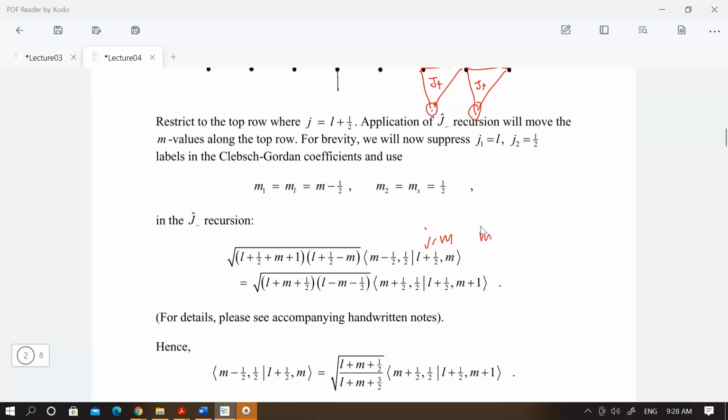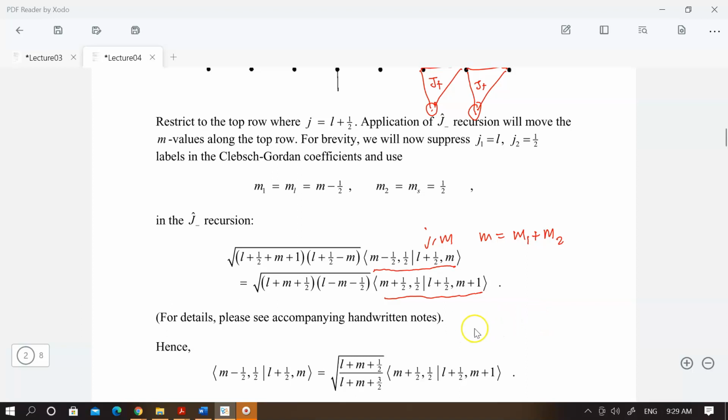Okay, so your m here must equal m1 plus m2. So in this case, this will have to be what you call m minus a half plus a half, which is actually m, and that gives you that value m here. Okay, so you find that this Clebsch-Gordan coefficient will be related to this Clebsch-Gordan coefficient. Okay, so then I can start doing something easily.